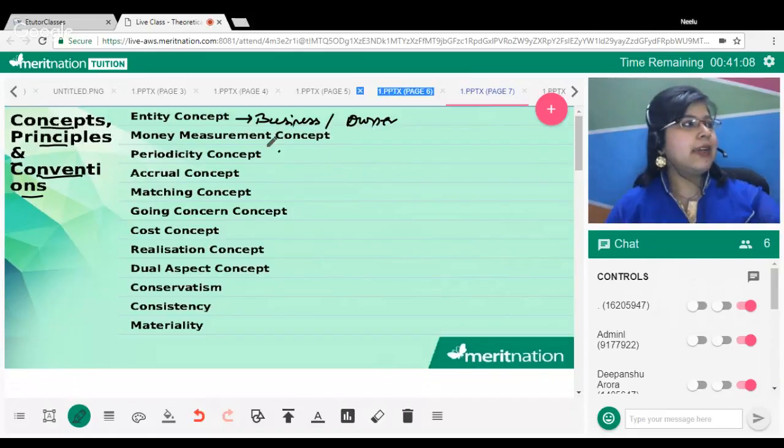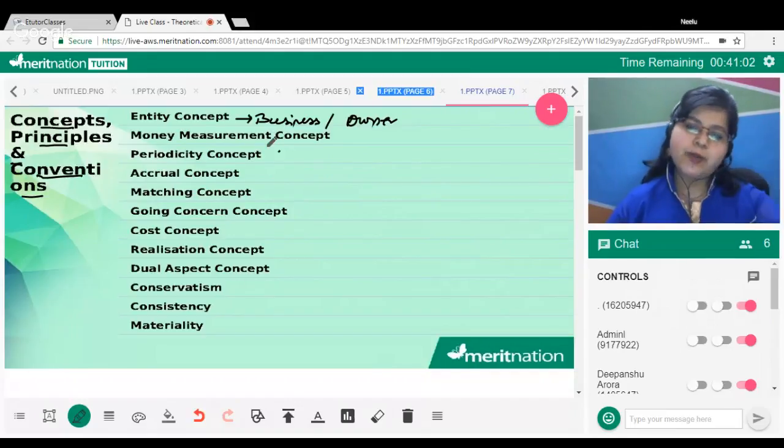In layman terms, we may say this shop is owned by Mr. XYZ. So, this is Mr. XYZ's business only. So, if Mr. XYZ pays me the money or the business pays me back the money, it doesn't make any difference to me.